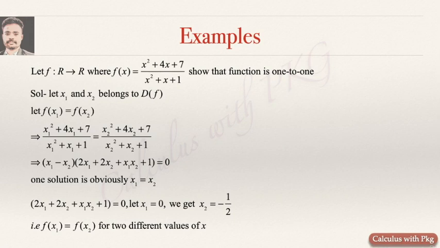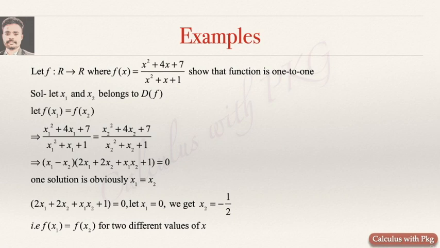Instead of using the definition directly, we will say that even if x1 is not equal to x2 in the domain of the function, and we get f of x1 and f of x2 equal, unless only when x1 equals x2, then we can say that our function is not one-to-one.